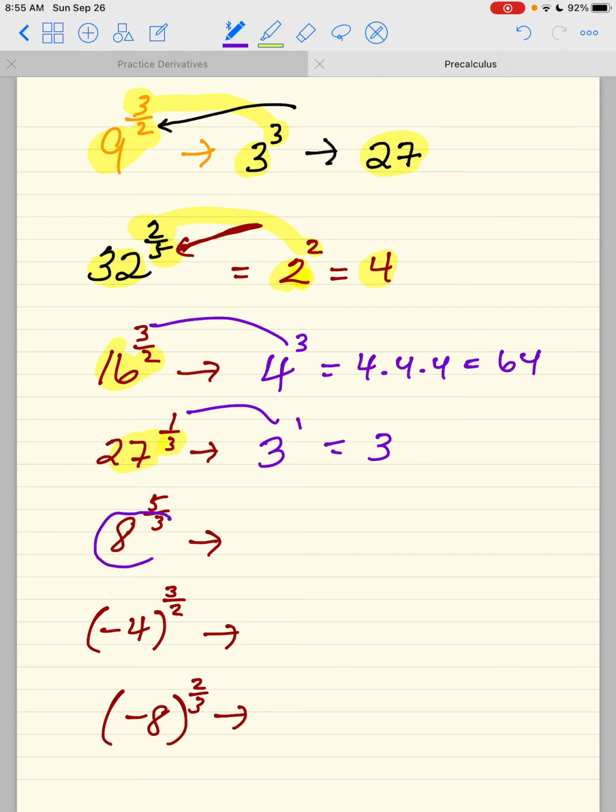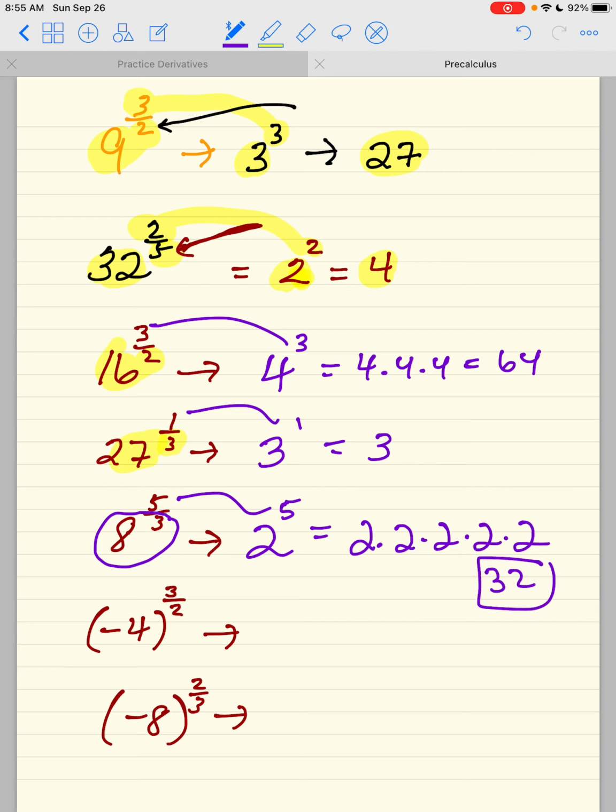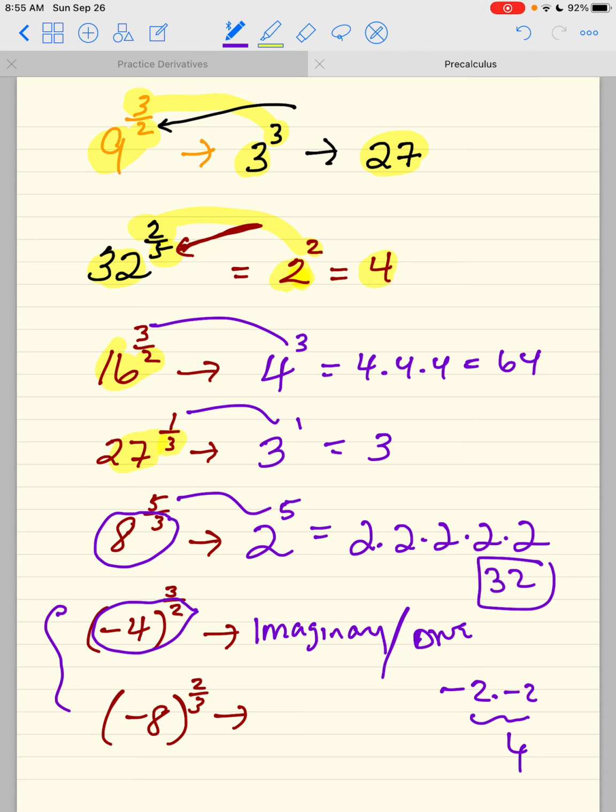What number do I multiply 3 times to give me 8? 2. 2 to the fifth power is 32. This one's a little tricky. This one is basically imaginary, or it doesn't exist, or no value. Why? What number do you multiply twice to give you a negative 4? Nothing. Don't say negative 2, because negative 2 times negative 2 is a positive 4. So that doesn't work. Let's do this one, and then I'm going to go back and talk about this.